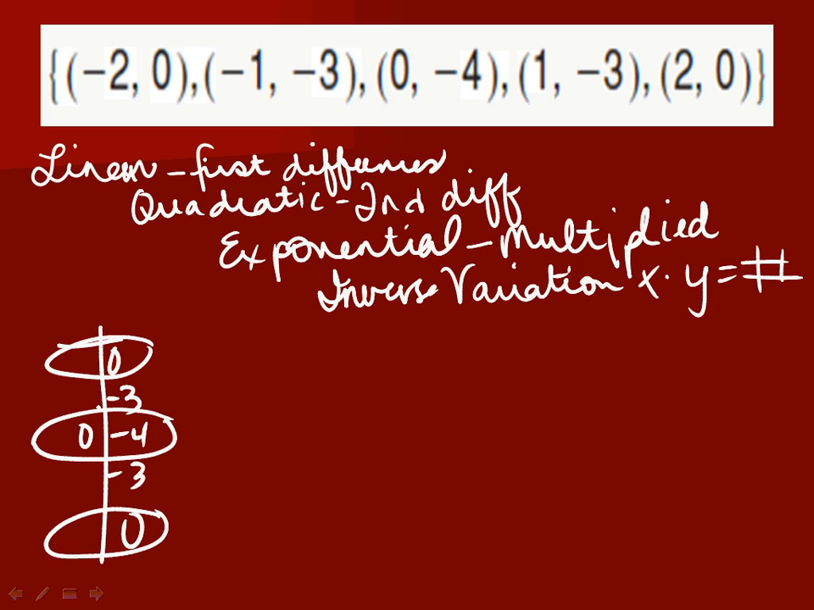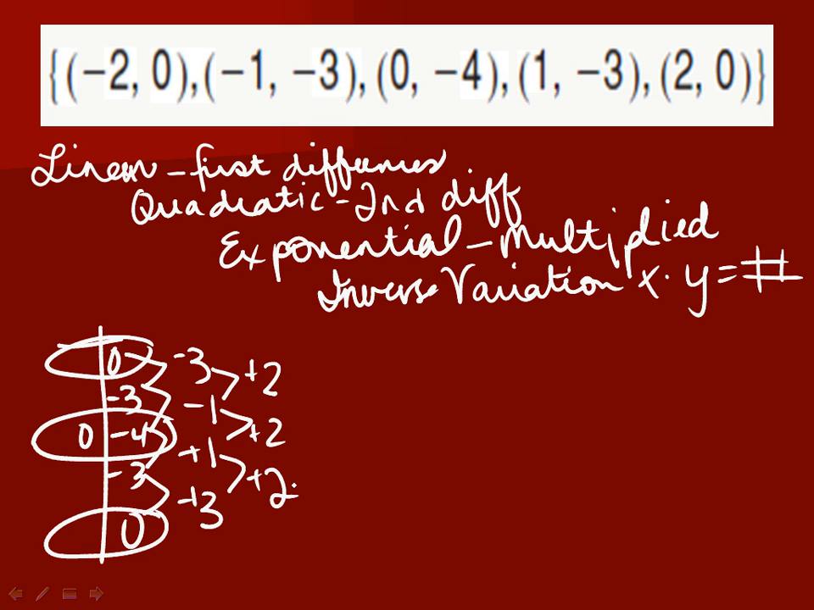It's obviously quadratic. If you do your common differences, you're going down 3, down 1, up 1, up 3. It's not linear. Now let's do the second difference. This is going up 2, from -1 to 1, up 2, and 1 to 3 is up 2. So it is quadratic. You're exactly right. So that's the first thing you're going to have to be able to do: find out what it is.